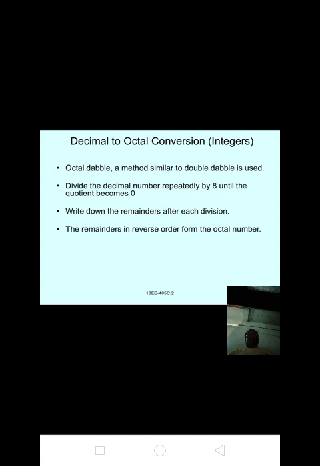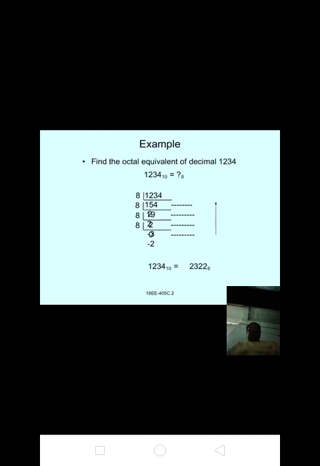Decimal to octal conversion. A method similar to double dabble is used. Divide the decimal number repeatedly by 8 until the quotient becomes 0. Write down the remainders after each division. The remainders in reverse order form the octal number.